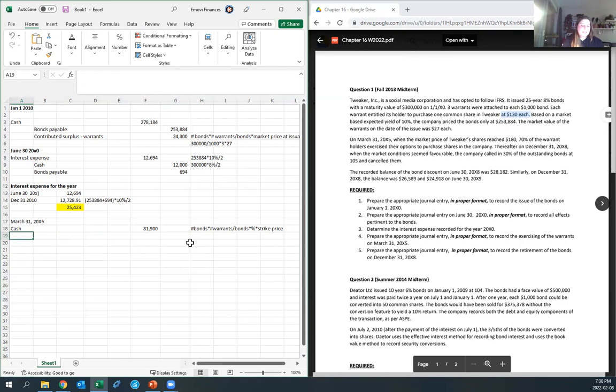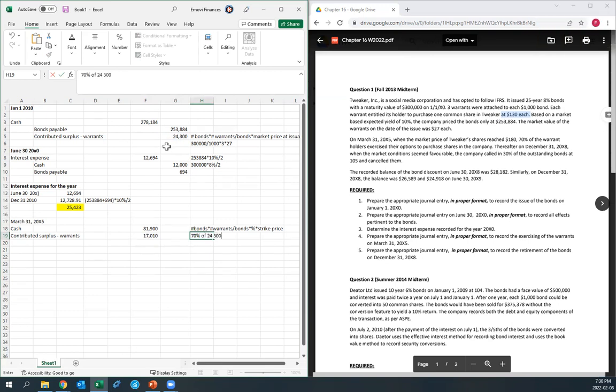I'm going to come and debit some of the contributed surplus. And since it's only 70% that were exercised, I'm only going to debit 70% of what we recorded at issuance. So it's going to be 70% of the 24,300.